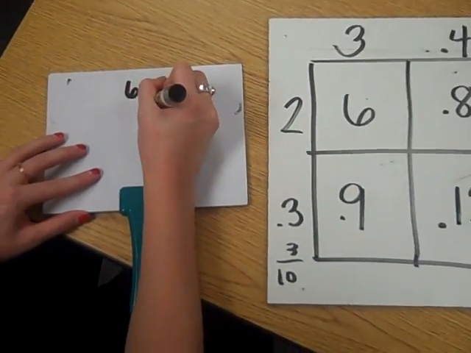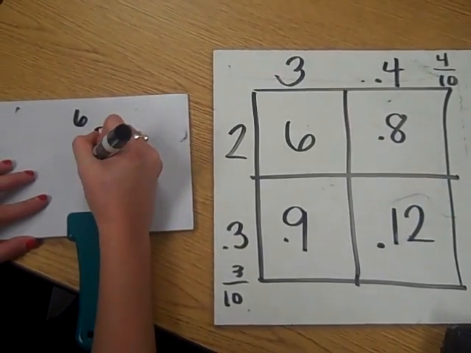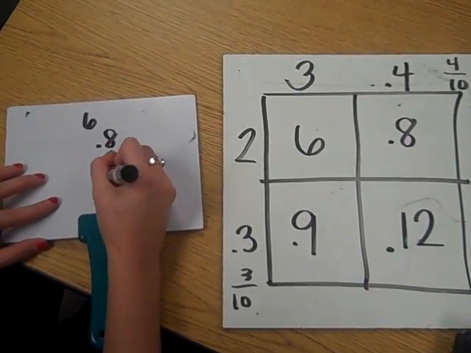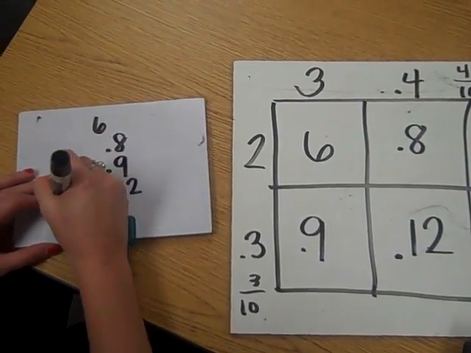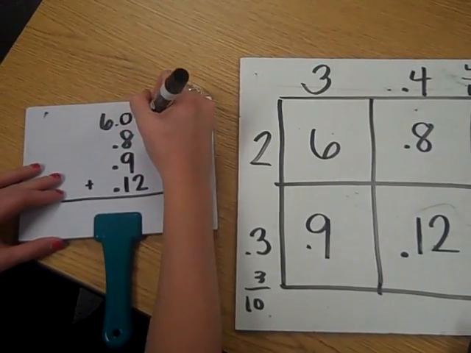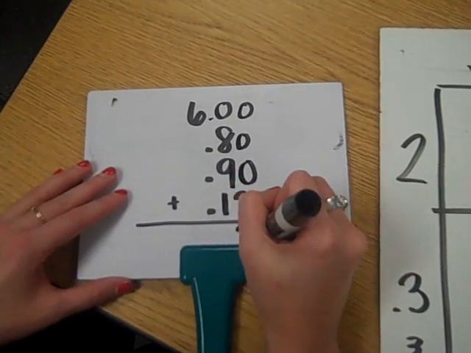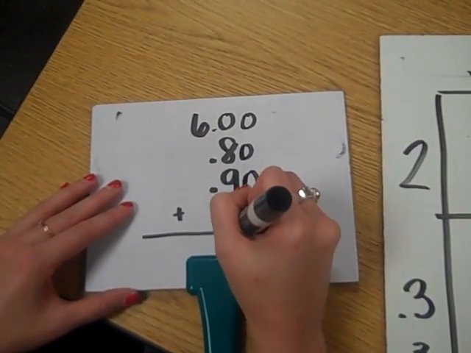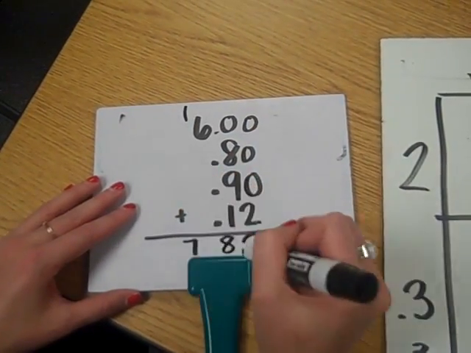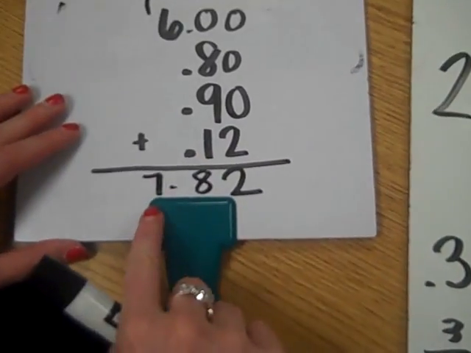6, lining up place value, plus 8/10 plus 9/10 plus 12/100. Zeros to help make it easier, I'm sorry. 2, 18. So our product would be 7 and 8/200.